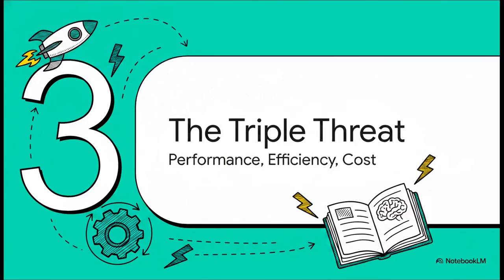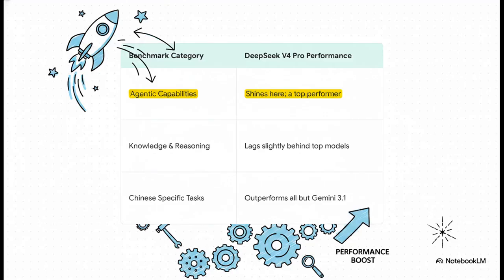So why is this release so disruptive? Well, it boils down to this game-changing triple threat: performance, efficiency, and accessibility. Let's break each one down. First up, performance. Now, this table shows something really interesting. While the model is perfectly good at knowing facts and reasoning, its real superpower is in what's called agentic capabilities. Think of it as the AI's ability to not just answer questions, but to actually do things, to plan, use tools, and execute complex tasks. And in that arena, it is an absolute top performer.